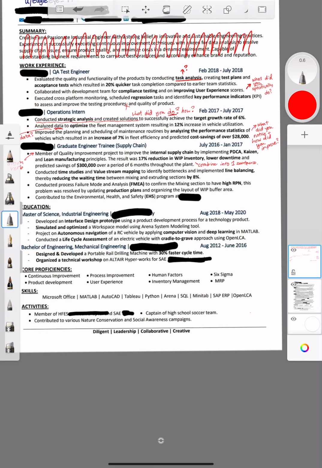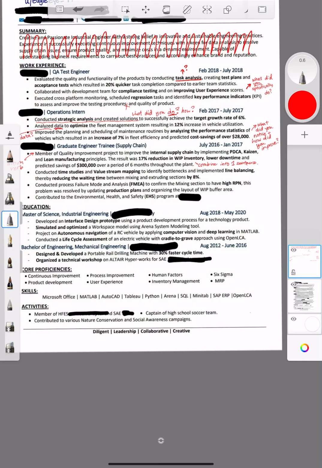Maybe it gets more specific. Conducted time studies and value stream mapping. I'm not a supply chain person, so I don't really know exactly what those things are, but I can guess. To identify bottlenecks and implemented line balancing, reducing the waiting time between the mixing and extruding sections by 8%. So this is awesome because this is a lot more specific. I like this bullet point a lot more.